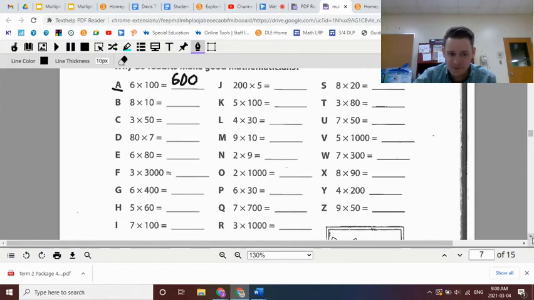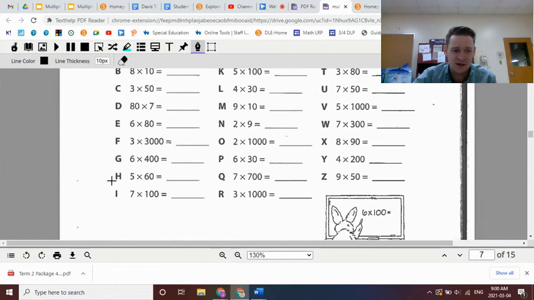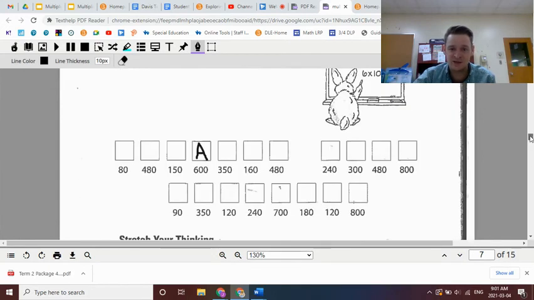Here's a good one. Down here, H is 5 times 60. So I want to think about 5 times 6. That's going to give me the answer of 30. And then I need to remember, okay, I ignored this 1 zero. So I'm going to put this 0 back on. So I've got 5 times 60 equals 300, not just 30. And let's go check out the cipher, see if there's a 300 in there. Oh, there is. So I'm going to put my H down there.